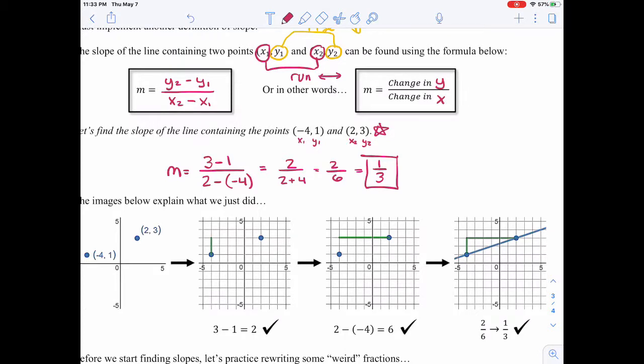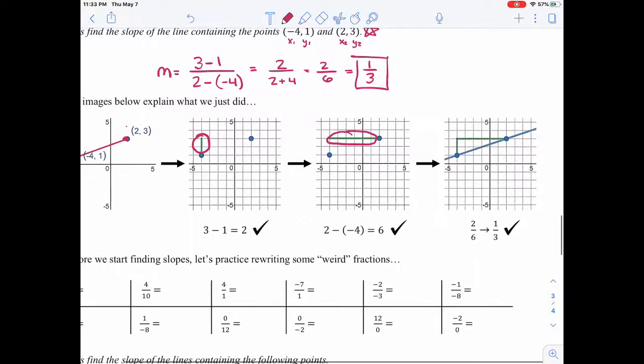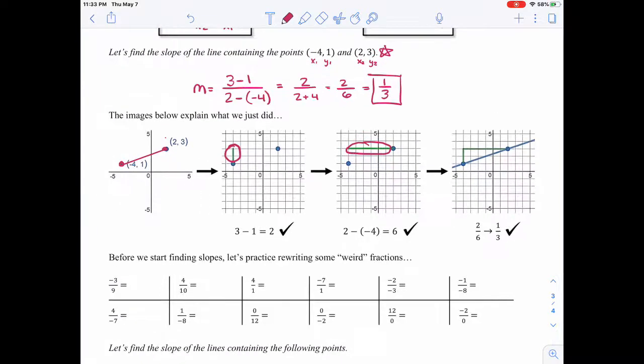And here they're explaining this. So here are 2 points that they gave us graphed, okay? So if you wanted, you could technically make the line here. We're saying that change in y is represented by this green line. 3 minus 1, we could see we went up by 2, right? And here we can see our change in x, we went to the right 6. So just like we were doing above, we have 2 over 6, and we get 1/3, okay?